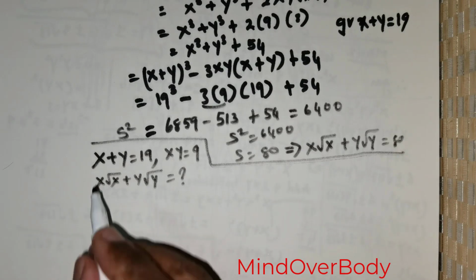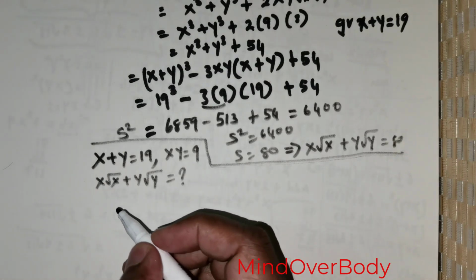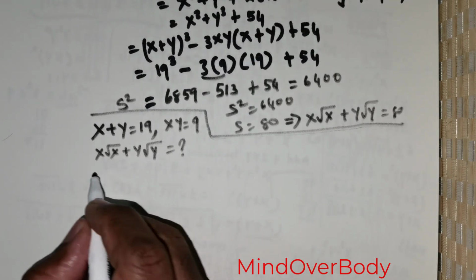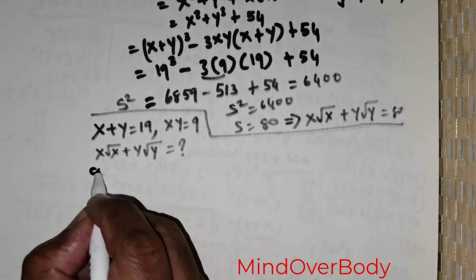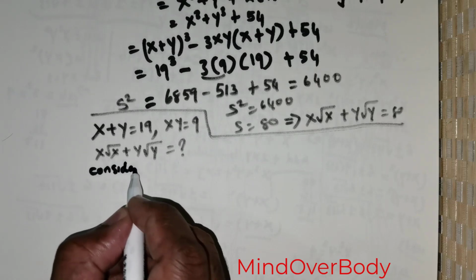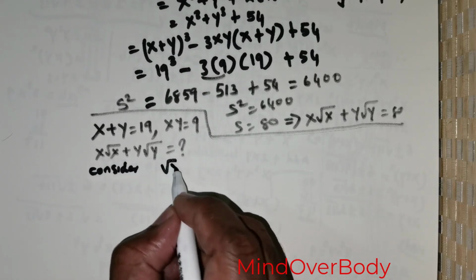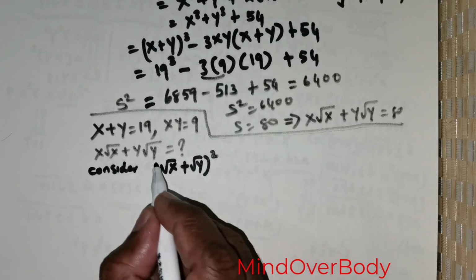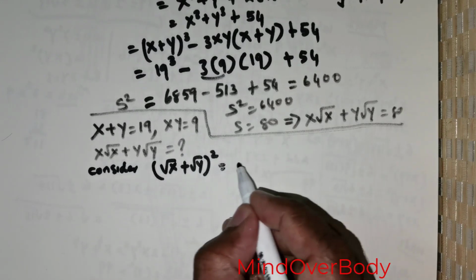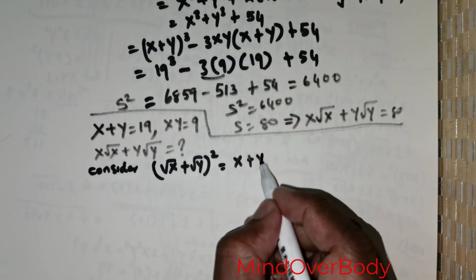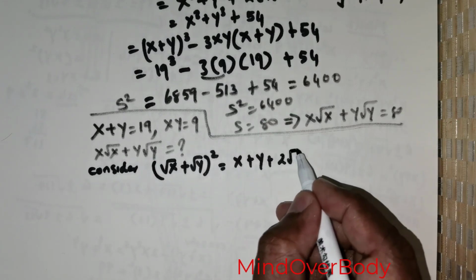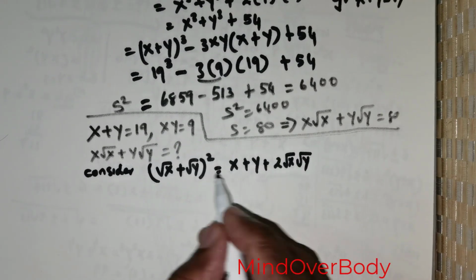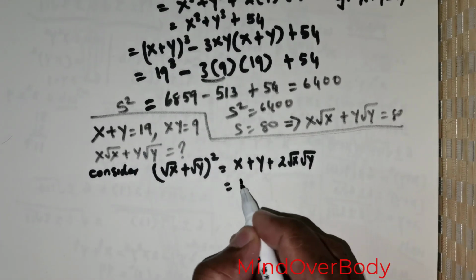So students, we've been given this problem. So let's proceed to do, or I should say apply method number 3. So what I want to do is I would want to consider root of x positive root of y raised to the power 2. Now if you have to expand this, this will give me x positive y positive 2 times root of x times root of y. Now x positive y is 19, so place that.